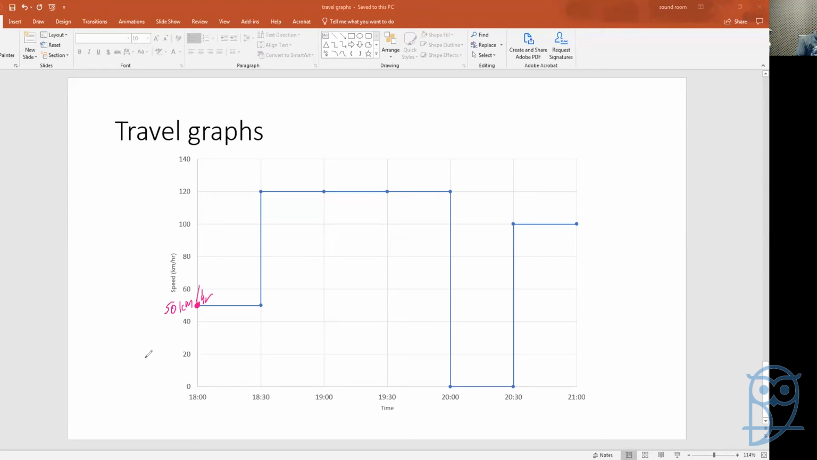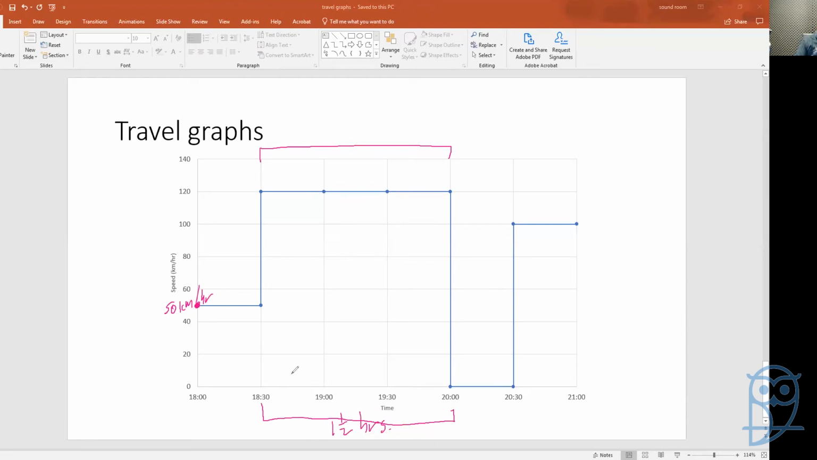How long did the car travel at 120 k's an hour? Well, here's 120 k's an hour because this is on my speed axis, and it's going from there to there, meaning from 6:30 to 8. That would be 1.5 hours. Half an hour, 1 hour, 1.5 hours.